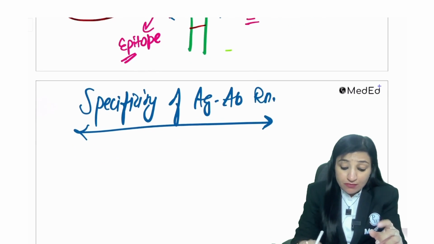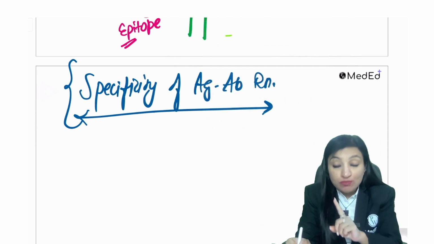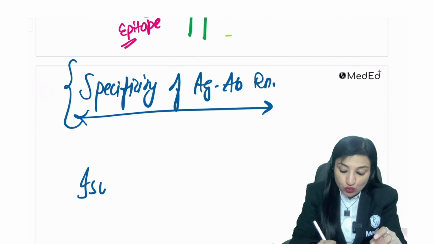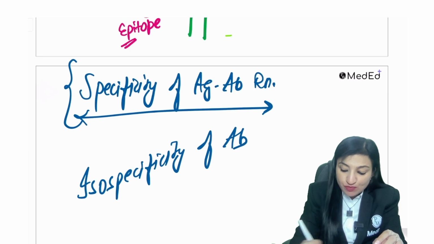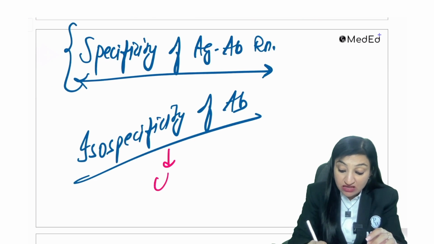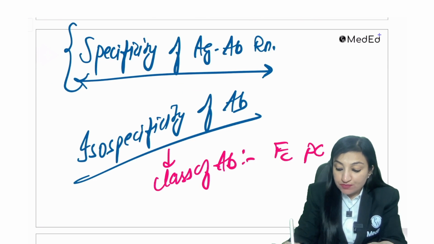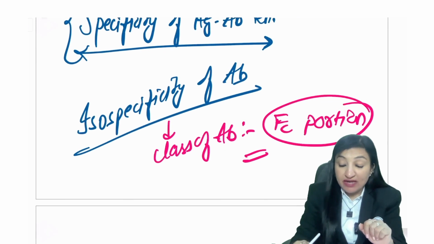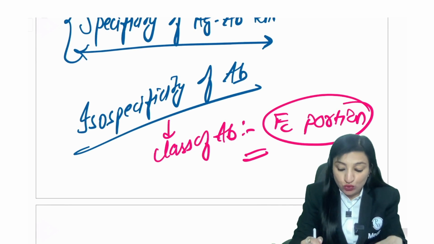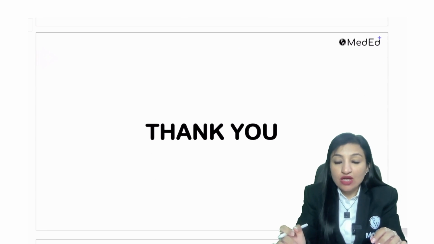And this phrase, specificity of antigen antibody reaction, should not be confused with what is known as isospecificity. What is isospecificity of antibody? Isospecificity of antibody is nothing but the class of antibody which is determined by what? The FC portion. So we have 5 classes of antibodies depending on 5 types of FC portions. So that's about this question, guys.